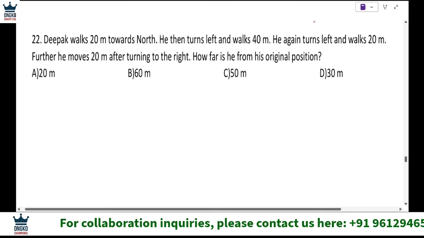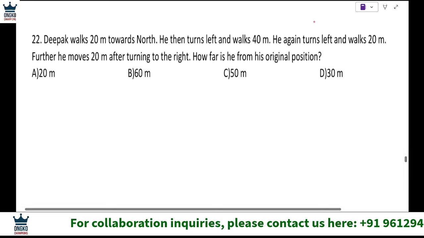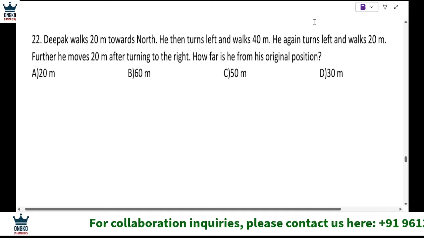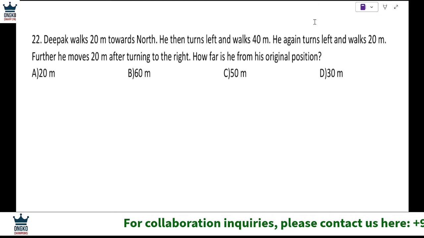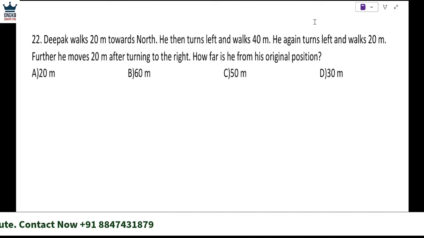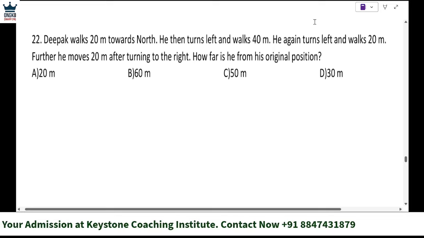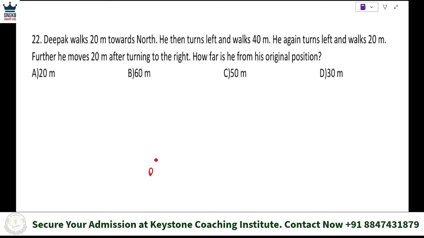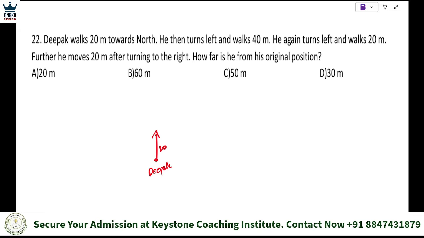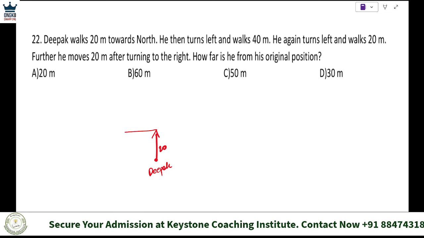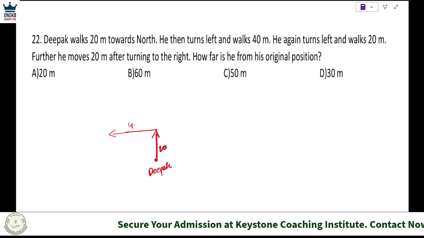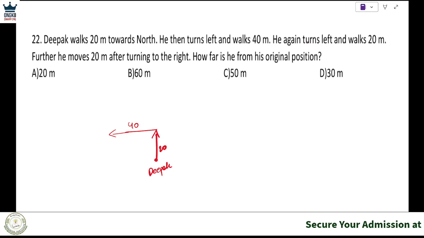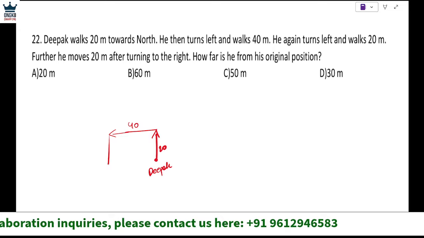This one is from direction. Okay. So direction, Deepak walks 20 meters towards north. Deepak is here. North, so upper, 20 meters. He turns left. Left means what? Left, and walks for 40 meters. Okay, 40 meters. He turns left again, so downward, and then he walks 20 meters. So downward 20 meters.